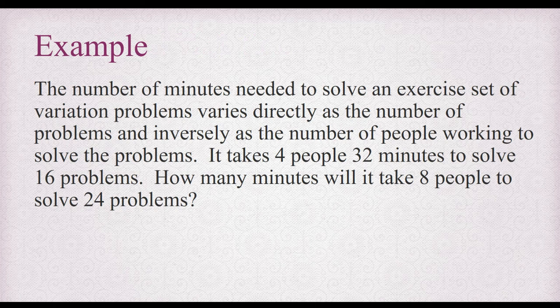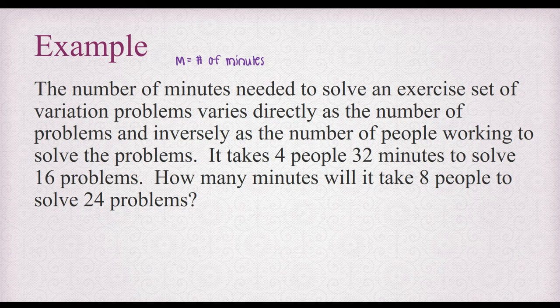So it says the number of minutes needed to solve an exercise set of variation problems varies directly as the number of problems and varies inversely as the number of people working to solve the problems. Okay, so there's a lot to unpack there. I think what I'm going to do first is define the situation with different variables. The number of minutes needed to solve an exercise set, I'm going to represent as m. So I'm going to use the variable m anytime I'm talking about the number of minutes.